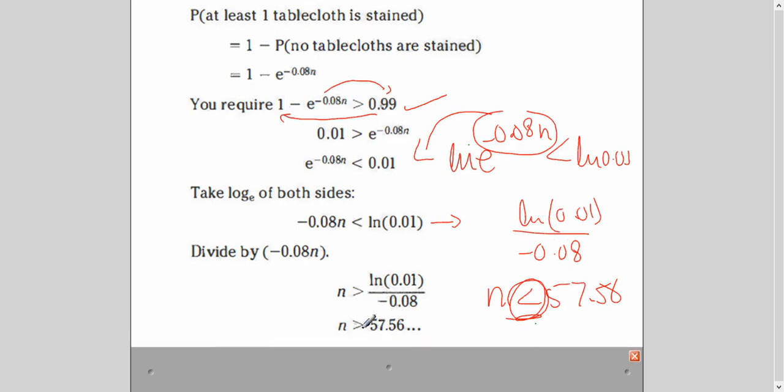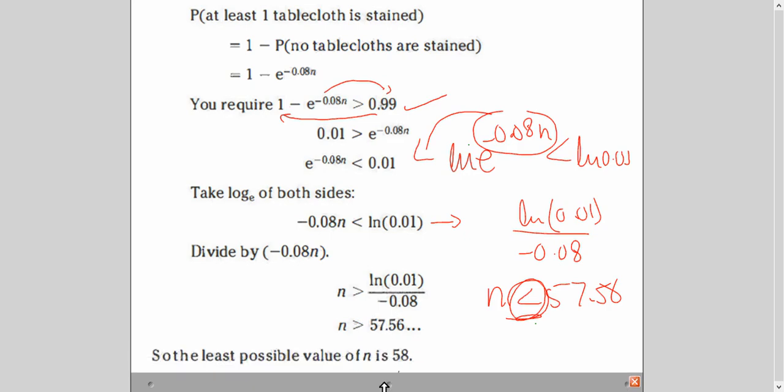Okay, so now once you get this, it means you need at least 58 tablecloths, right? n is greater than 57.56. And please remember, this is not because of 5 here. Even if I had here 57.16, I would have taken 58 because it is more than this number, the tablecloths. So with this, I end the video. I hope you understood how to apply the concept of sum of independent Poisson variables, right?